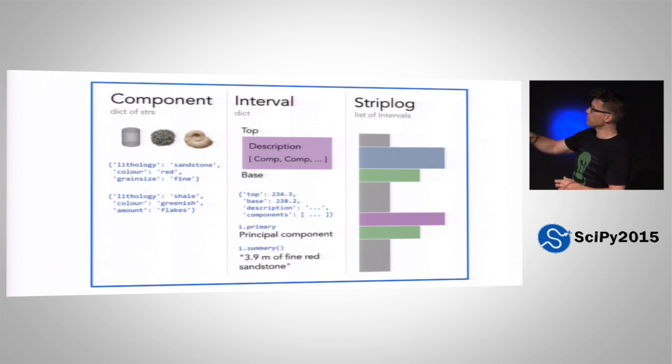And then out of those components, we can build intervals by just giving them a top and a base. That interval might also have an English language description that goes with it, as well as having one or more of these components. Why would it have more than one component? Well, it might have some subordinate lithology. You've got a gray sandstone with some shale chips in it, for example. And then those intervals I can build up into a strip log, and I'd like to do some nice things like plot those.